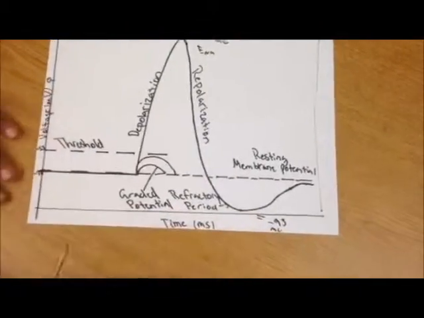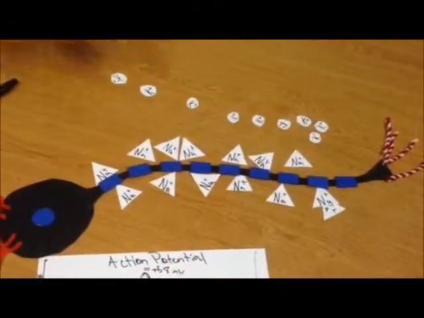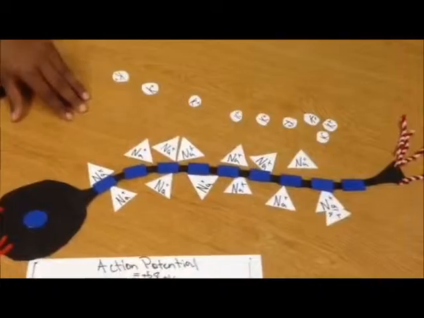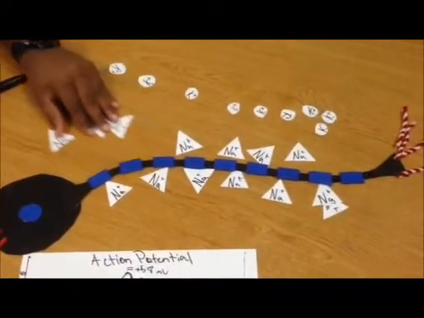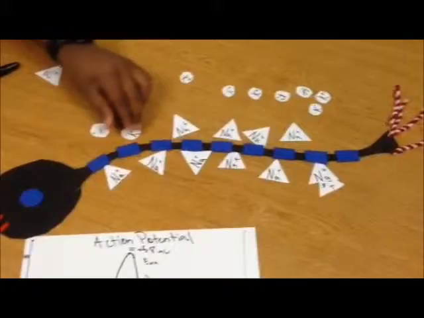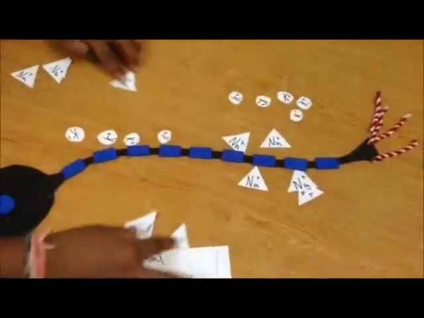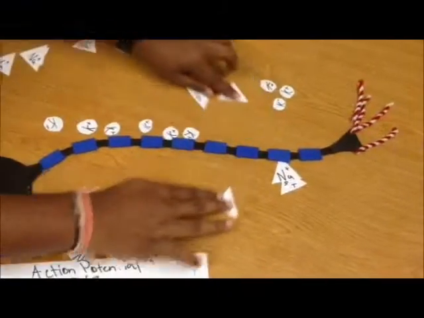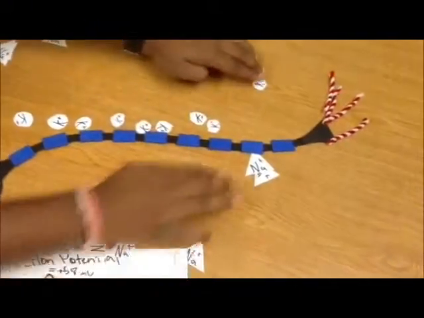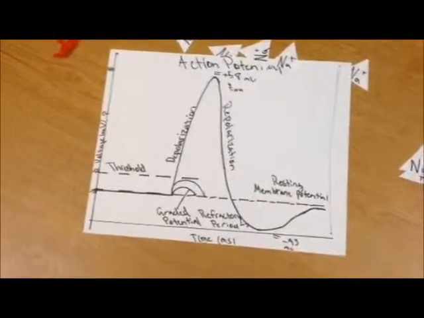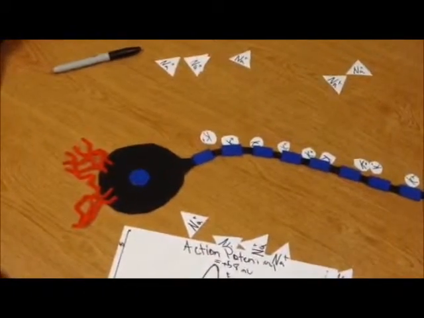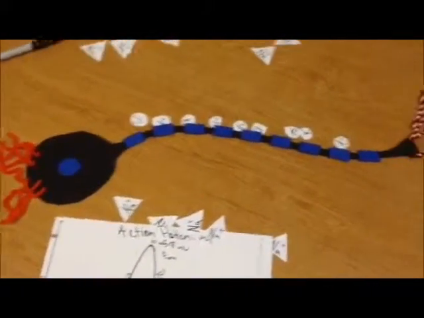Once it reaches negative 93 millivolts, in order to reset it to resting membrane potential, the sodium-potassium pump works: 3 sodiums leave, 2 potassiums come back, 3 sodiums leave, and so on, until it's back at resting potential. This is known as your refractory period. And this is our resting membrane potential, able to go through another stimulus. And this is how an action potential in a neuron works.